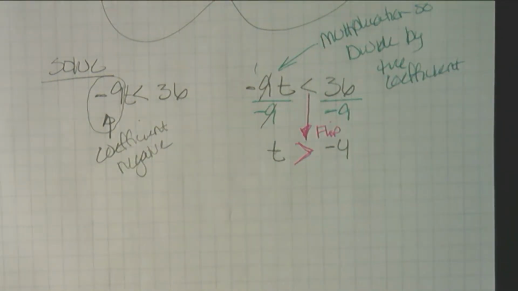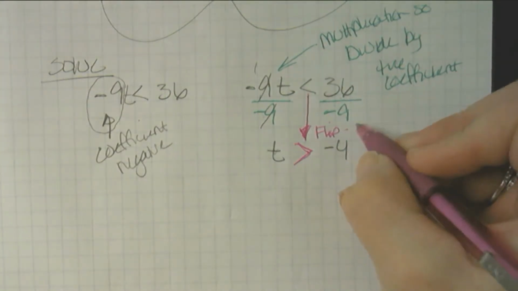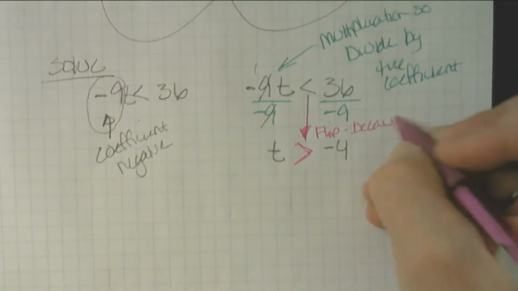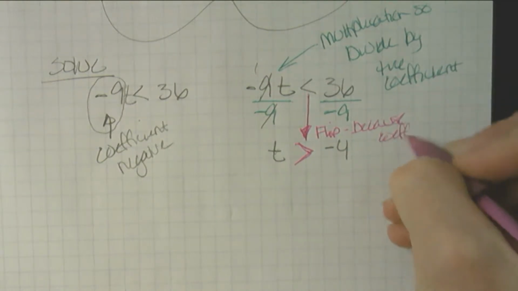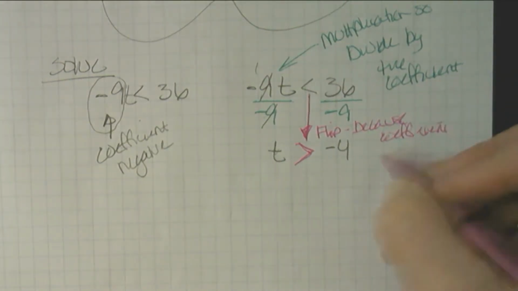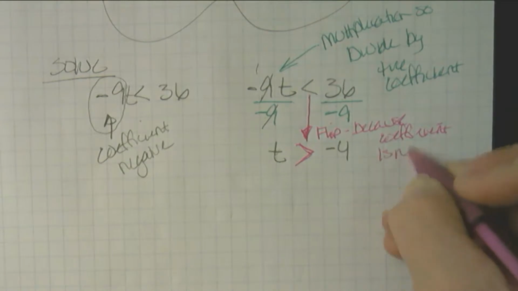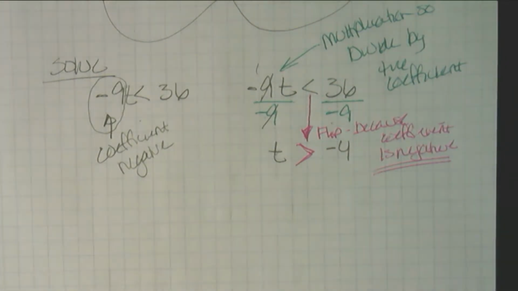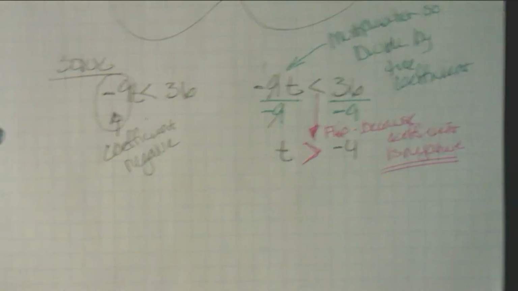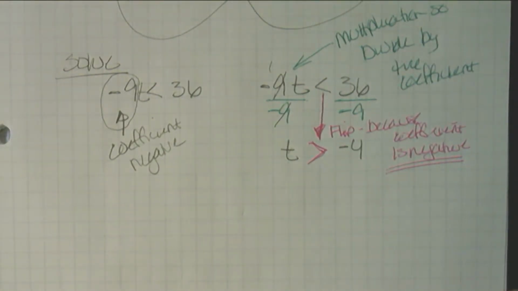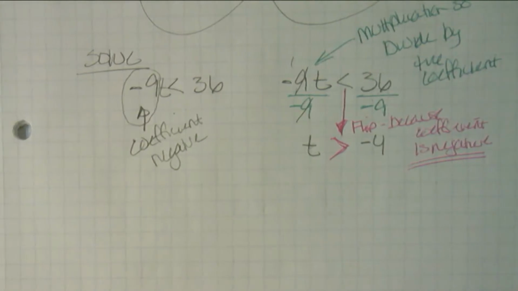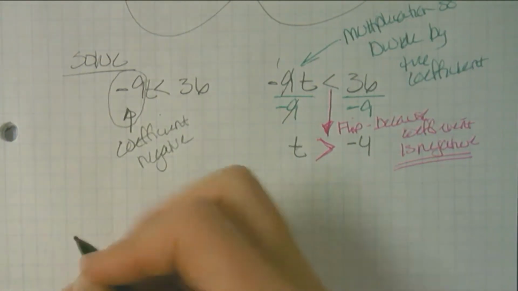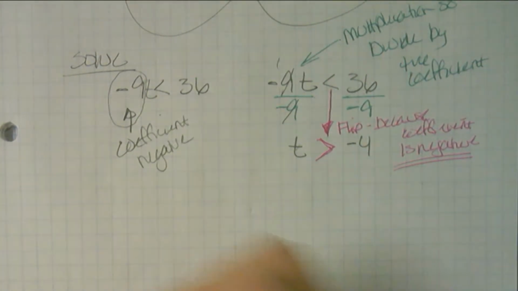That's what I'm talking about. Flip, because the coefficient is negative. If the coefficient is not negative, you don't flip it. You cool so far? All right, so let's practice a couple of these, and then we're going to talk about a story problem.